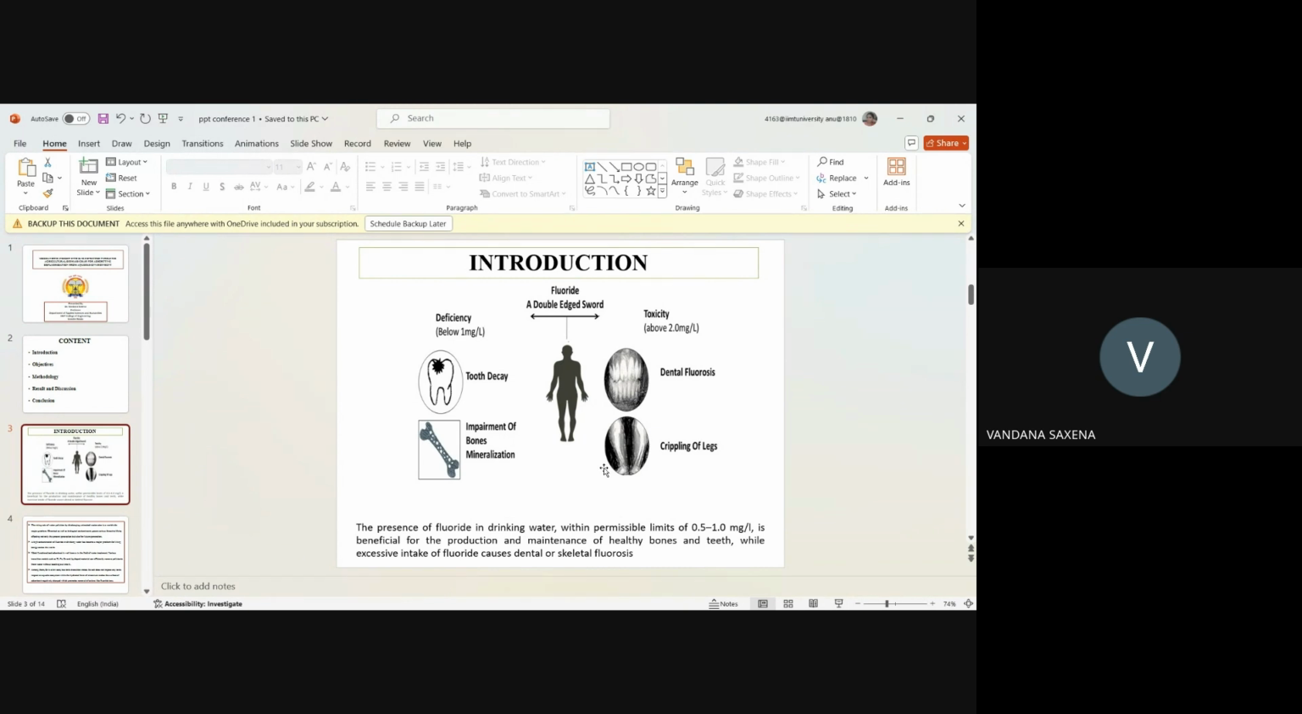So WHO has prescribed a guideline that gives a permissible limit in the range of 0.5 to 1.5 milligram per liter. As you can see, there is a very narrow range between the desirable limit and the permissible limit, as the desirable limit is up to 1 milligram per liter and the permissible limit is 1.5 milligram per liter according to WHO. Due to this very narrow range, it is called a double-edged sword. Due to its high toxicity in the aqueous environment, it has become very important to remediate this environmental issue.